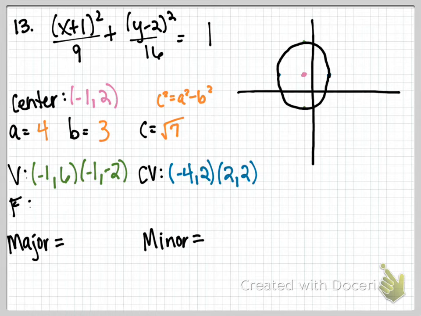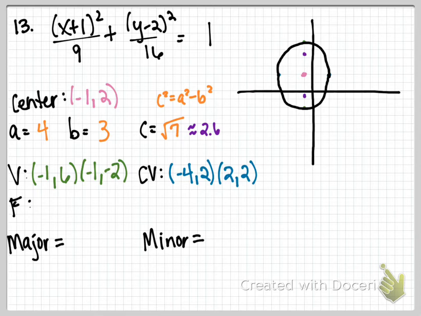Okay, focus points, remember, they're going to go in the same direction as your vertices. You're going to go up and down square root of 7. Again, if you're having trouble with how to graph a square root, then just go ahead, plug it in the calculator. Square root of 7 is around 2.6, so you're just going to be between 2 and 3. So that's about right there and about right there.